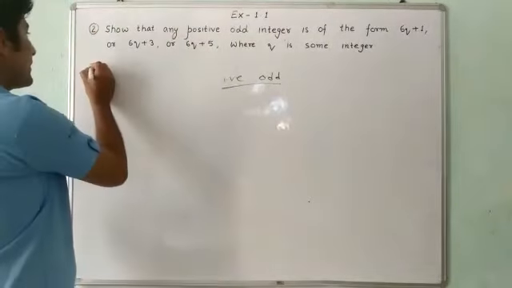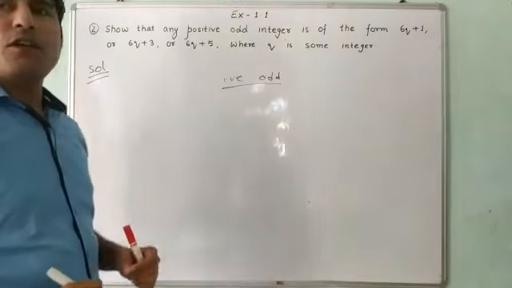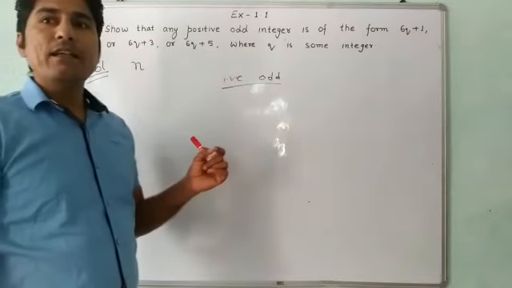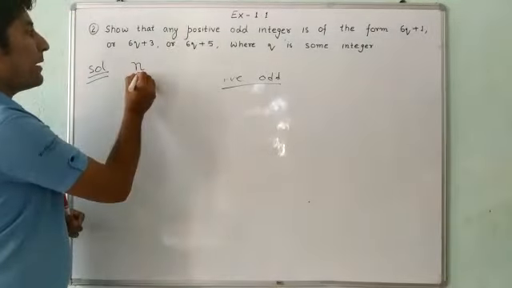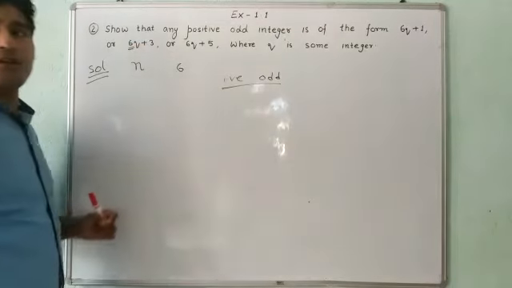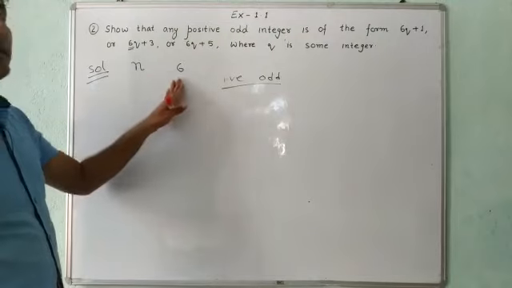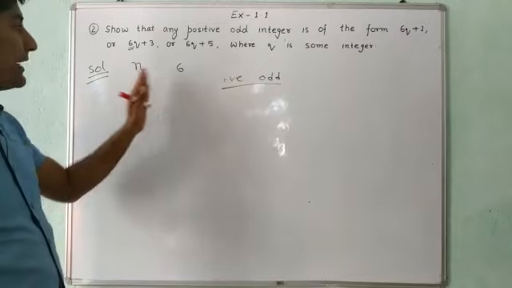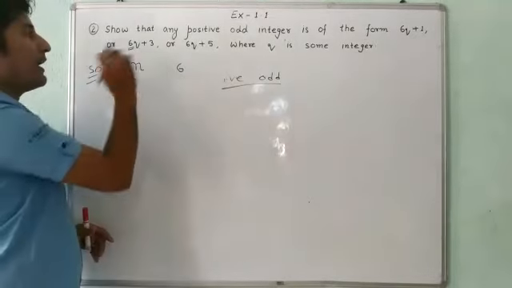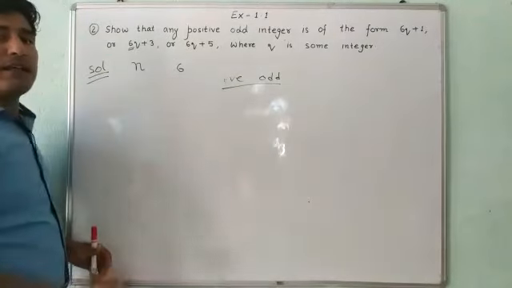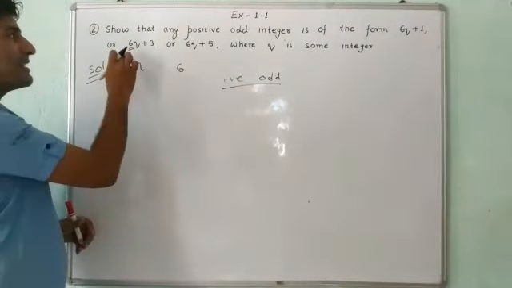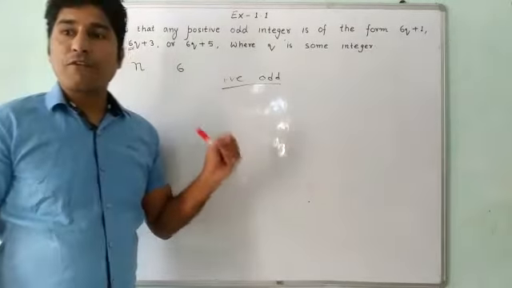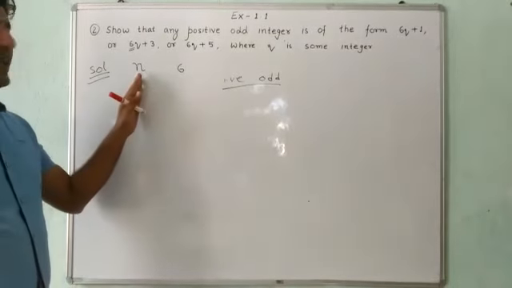For that, we will start the solution. First of all, we have to assume that let n be any number. On dividing n by 6, whatever the coefficient of q, we have to divide n by that. In a certain question, we may have 4q, and in that question, we have to divide n by 4. In a certain question, we may have 5q, and there we have to divide n by 5. But here, since the coefficient of q is 6, we have to divide n by 6.